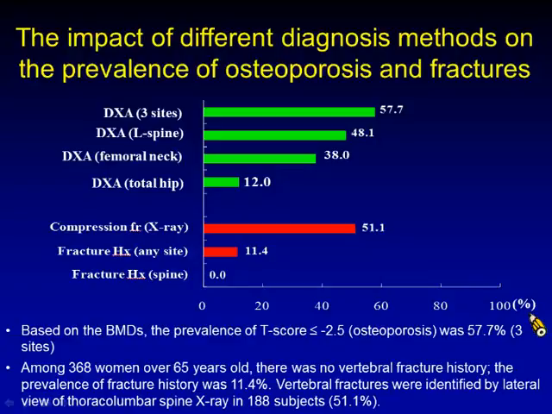In conclusion, osteoporotic fracture was easily under-detected in the community, especially vertebral fracture. The lateral view of thoracolumbar spine X-ray should be used in older women to minimize the diagnostic discordance in osteoporosis, especially in those aged between 65 and 70 years old, or with BMI above 25 kilograms per square meter.